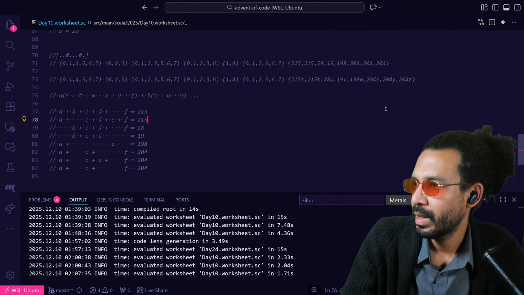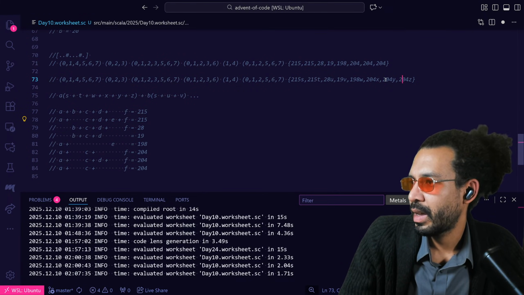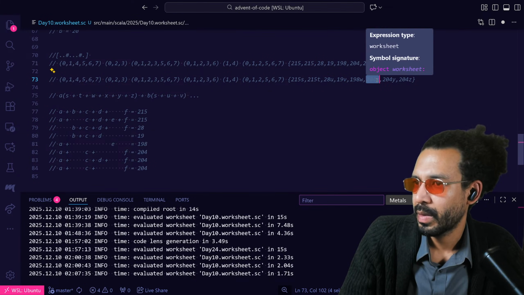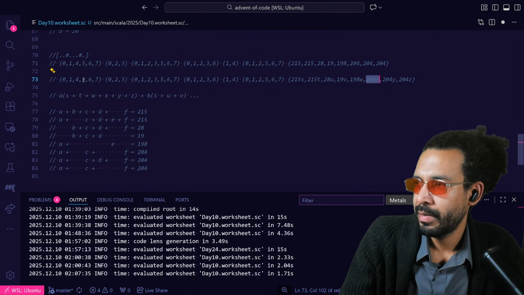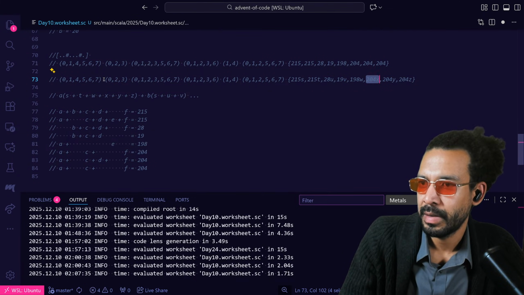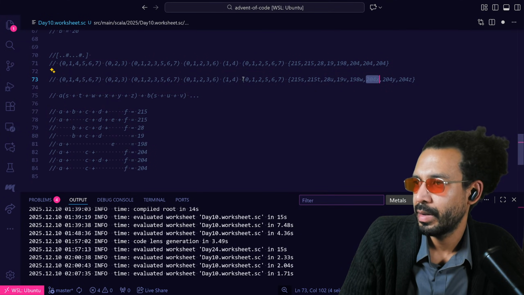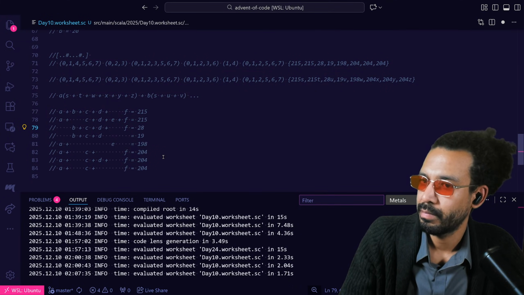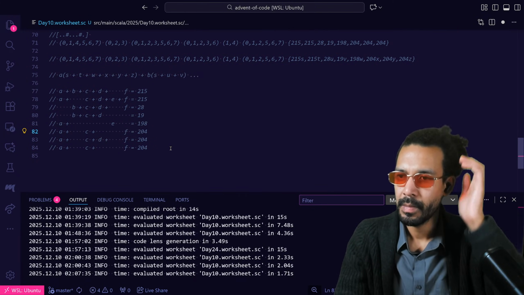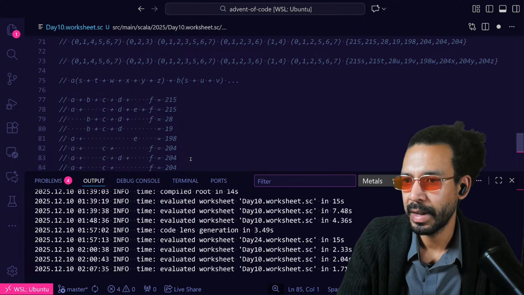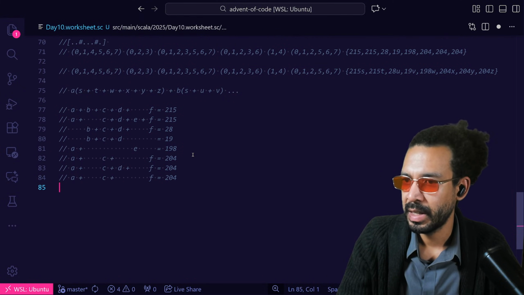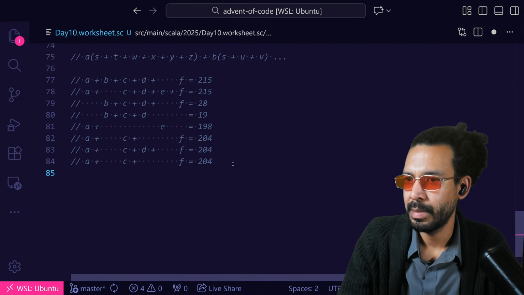Oh, that's interesting. These two are always together. So 5 and 7 are always together. 5, 7, 5, 7, 5, 7. Cool. Okay. Now, what can we get from this system of equations?